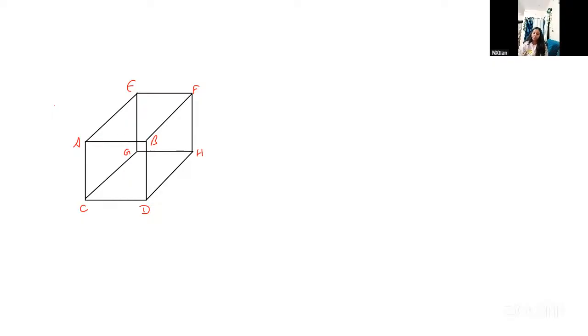Now, if I ask you, what are my faces? I'm writing down the faces. First, I have A, B, C, D, which is the front face. Then I have E, F, G, H, that is the back face.